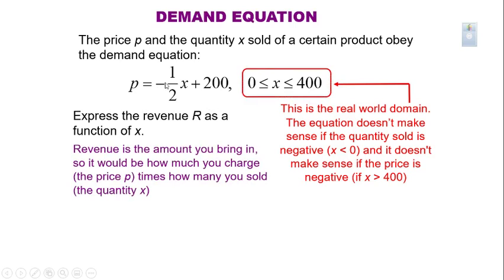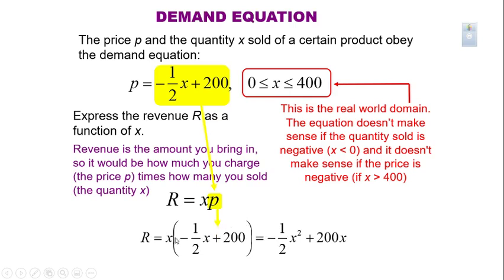So R is equal to x times P. Now P is this function in terms of x, so I can replace P with what it stands for. That means now R is equal to negative half x squared plus 200x, which is what I got when I distributed the x into the parentheses. What we see here is that this is a quadratic function. And because it's a quadratic function, now we're talking about maximum value and minimum value.